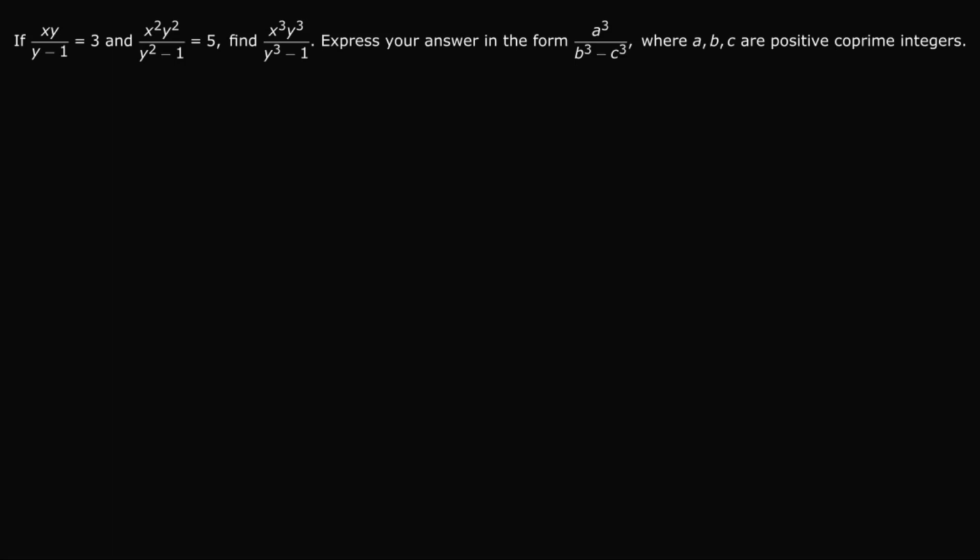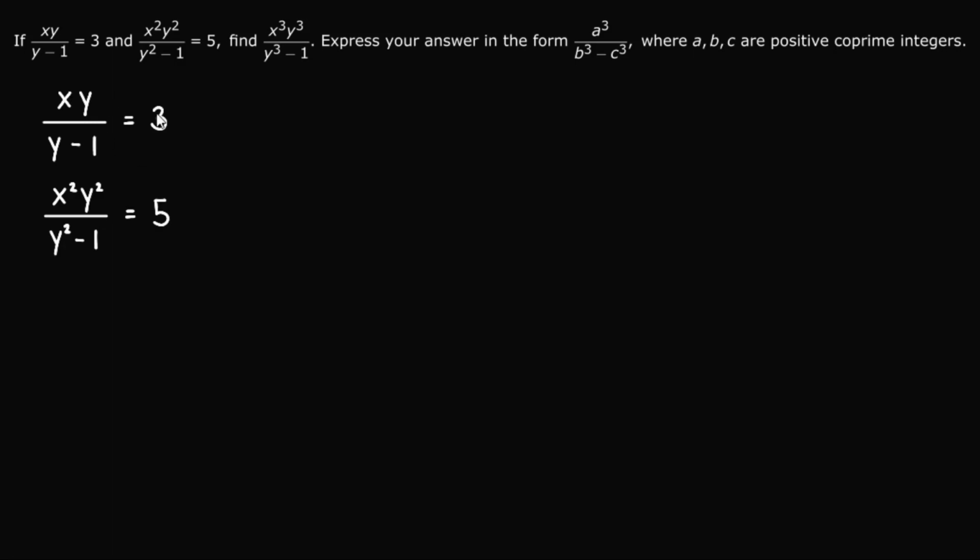So to solve this problem, what we can first do is we can try to use what we are given. So these two. So we'll have this one, xy over y minus 1 equals 3, and x squared y squared over y squared minus 1 equals 5.